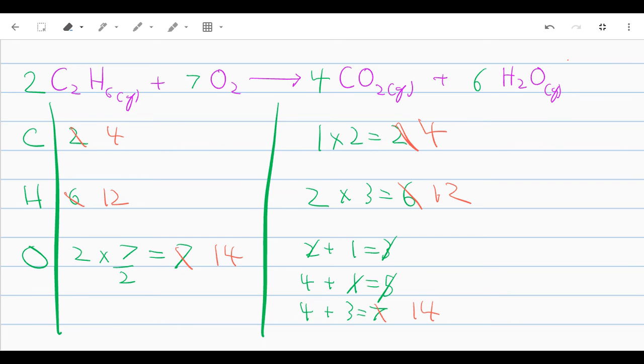So we've just used a fraction in this equation temporarily as a way to get us over the fact that there was an odd number and odds can't go into evens. After that, we cancel the fraction out and we're left with a perfectly balanced equation.